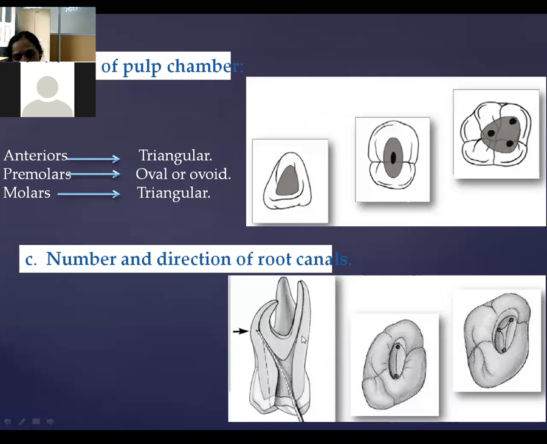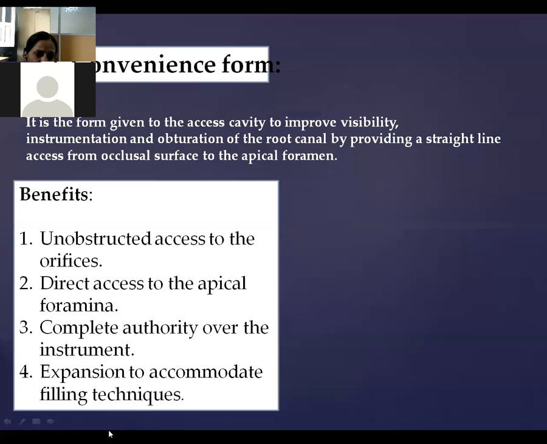So this is not an unobstructed access cavity preparation. Next is, if you get unobstructed access to the orifices, you will definitely get proper access to the apical foramina. Orifices are in the pulp chamber, apical foramina in the apical area. So if you get proper unobstructed access to these orifices, you will get proper access to the apical foramina.